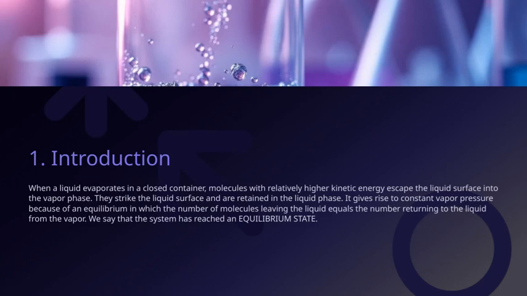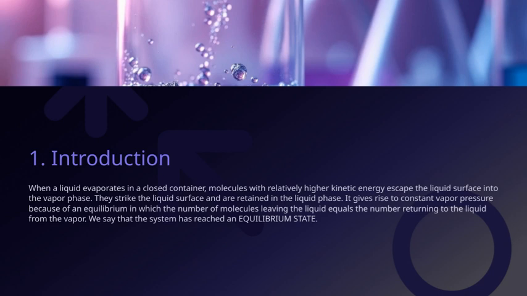When a liquid evaporates inside a closed container, what's really happening is that molecules with higher kinetic energy are the ones escaping the liquid surface and entering the vapor phase. These molecules are moving fast enough to break free from the liquid. Once they're in the vapor phase, they don't just leave forever. They actually collide back with the liquid surface. Some of these molecules are retained in the liquid, while others escape again. This process creates a sort of balance, which we call vapor pressure.